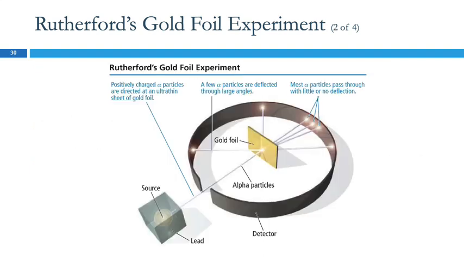So this is an illustration of the setup. Here we've got the X-rays, the alpha particle generator. We're shooting these alpha particles at this really, really thin gold foil. And most of the particles went through with little or no deflection, which was expected. But some of them bounced off. This was not predicted.